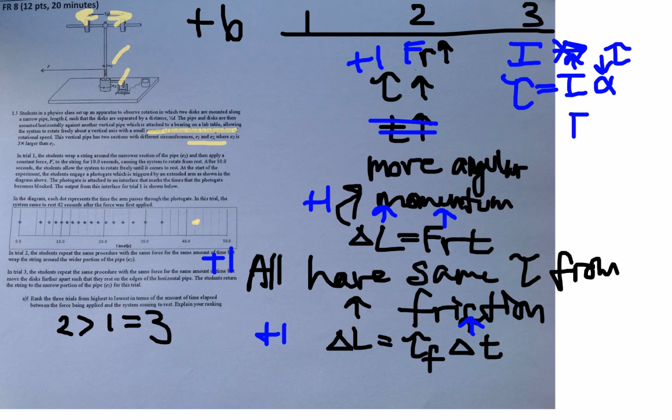But since they have the exact same force and the exact same radius, you're going to get the exact same torque. And if they have the exact same torque, they'll have the exact same momentum, because it's for the same amount of time. And if they have the same amount of delta L, it's going to take them the same amount of time to stop, making them equal.